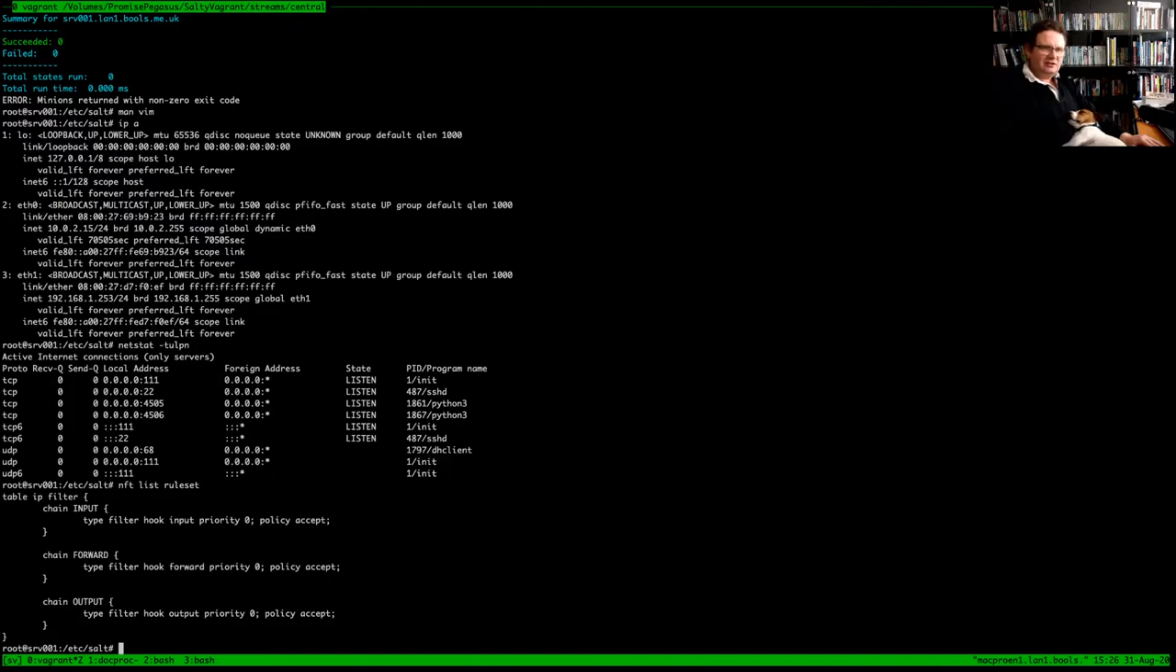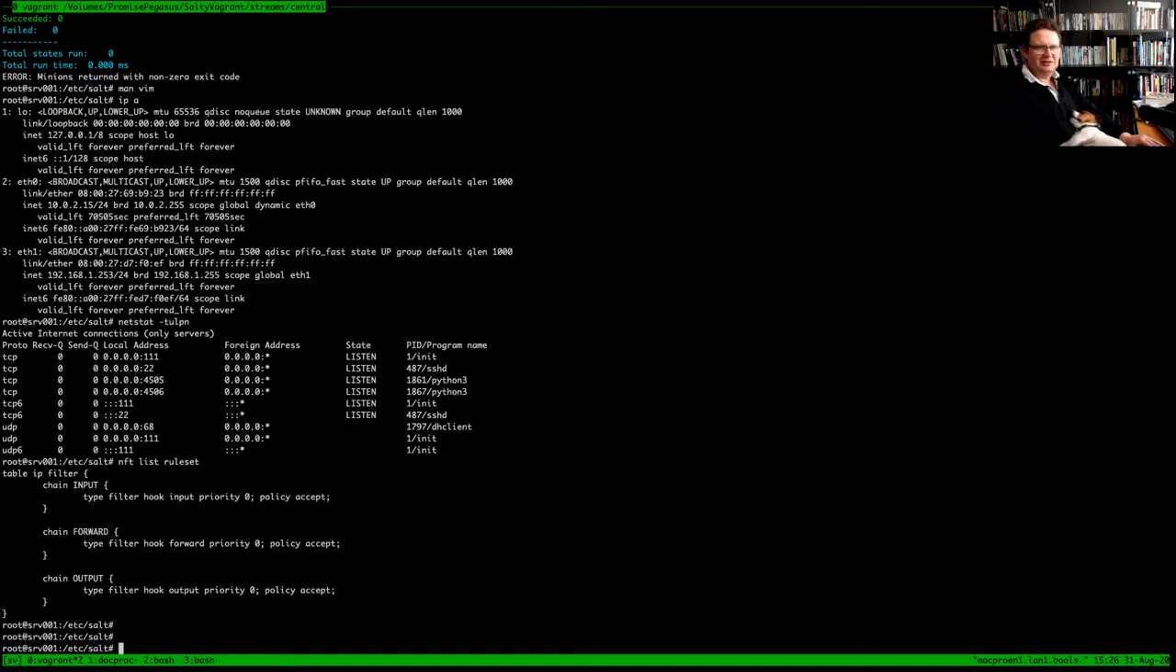Now, you can see here that all of these have got a default accept policy. If I set the input to be default of drop, then I would cut myself off, and that would be a bad thing, because it would mean that this connection that I've got here would suddenly not work, because all of the packets being sent from my SSH client would be dropped.